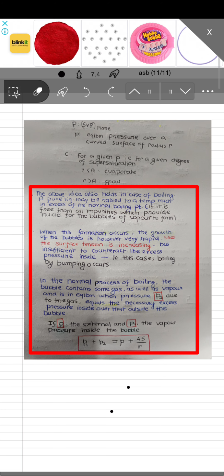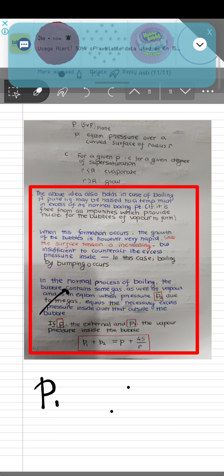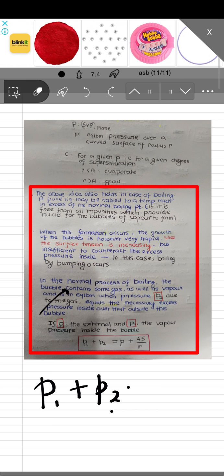While in the case of normal boiling, the bubble contains some gases as well as the vapor, and in equilibrium, when the pressure P2 due to the gases equals the necessary excess pressure inside over that outside the bubble, then if we have two different pressures, one is P1, which is the external pressure, and another pressure P2, which is the vapor pressure inside the bubble, then P1 and P2 will again be equal to P, the equilibrium pressure, plus 4S by R. It is 4S by R because here again there is not only one medium but there are two mediums. So instead of 2S by R, we write 4S by R.